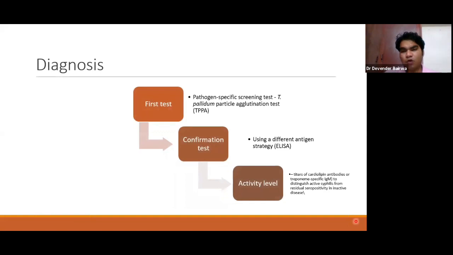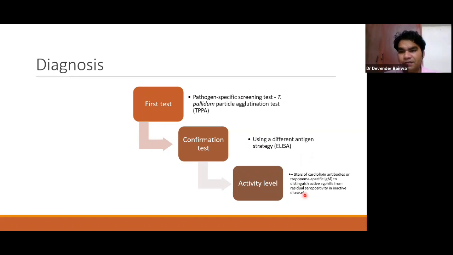So this is the common approach which is used. First, you do the test which is more sensitive. In case of syphilis, the TPPA test, that is the Treponema pallidum particle agglutination test, can be used. It is a pattern specific test. And if this test comes positive, then we can confirm it by doing another test. We use a different antigen, and we can do an ELISA test for identifying a different antigen of Treponema pallidum.